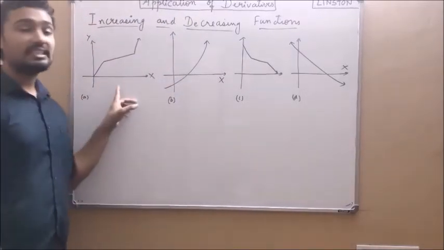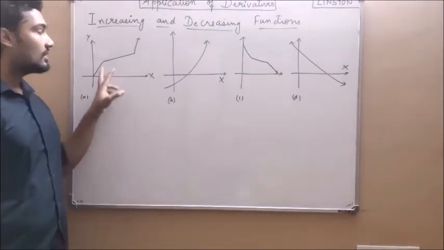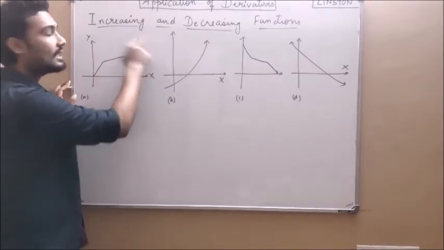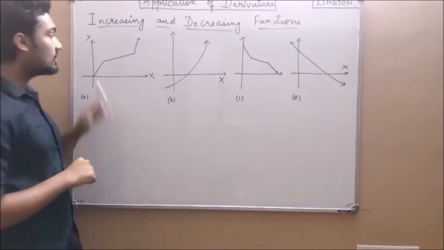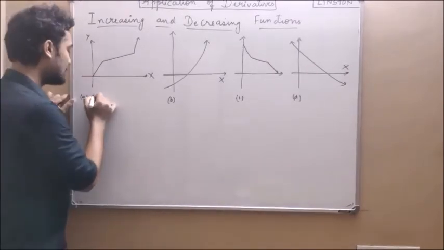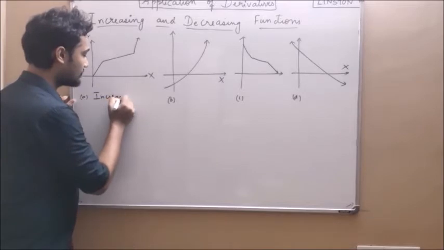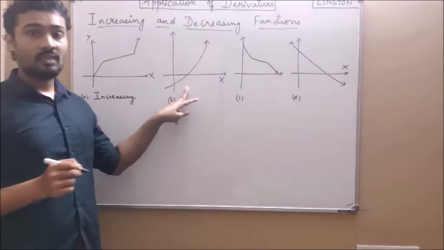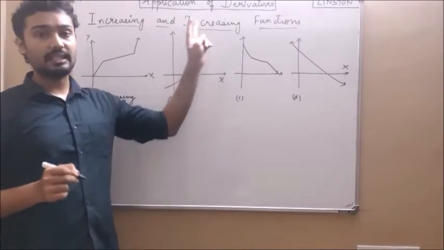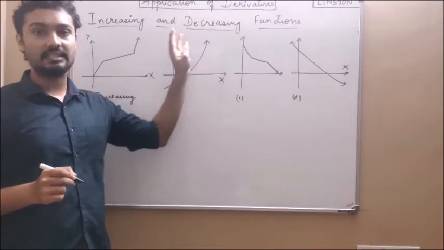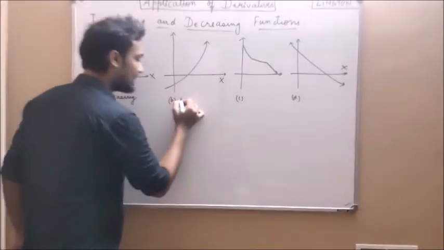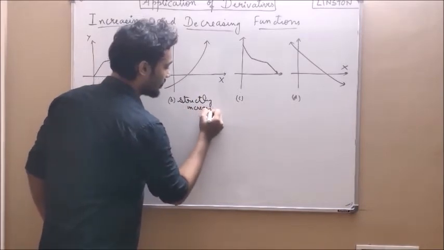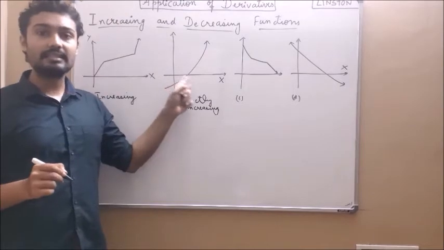We have this function, the first graph here. Here the function slowly increases, almost occurs a plateau, and again it increases. This function is nothing but an increasing function. Next here, this function is continuously increasing. It's strictly increasing. So this function is nothing but strictly increasing. You can say it is the accelerating curve.